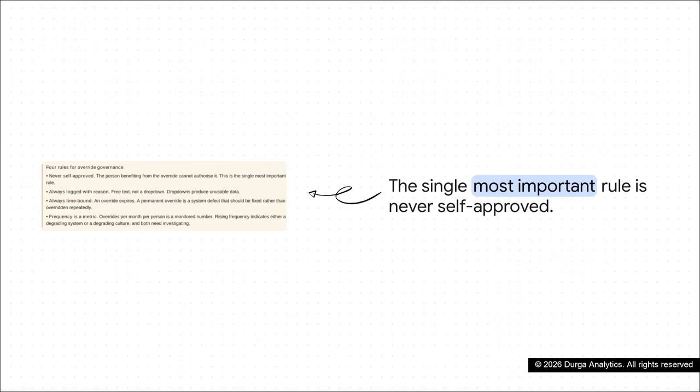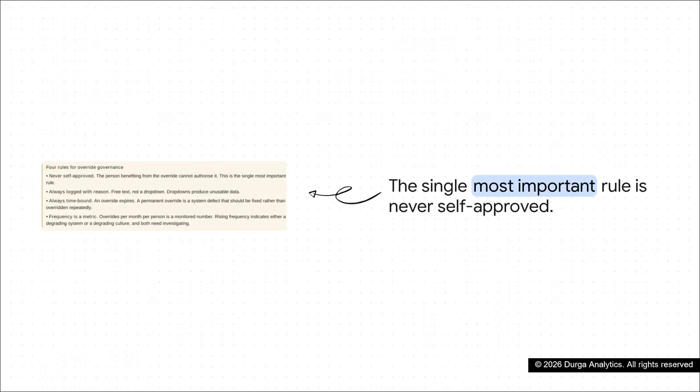There are 4 non-negotiable rules here. First, they can never be self-approved. The person benefiting from the override cannot be the one to authorize it. Second, they must always be logged with a free text reason, absolutely no generic drop-down menus. Third, they must always be time-bound. They literally have to expire. And fourth, override frequency must be a tracked metric.